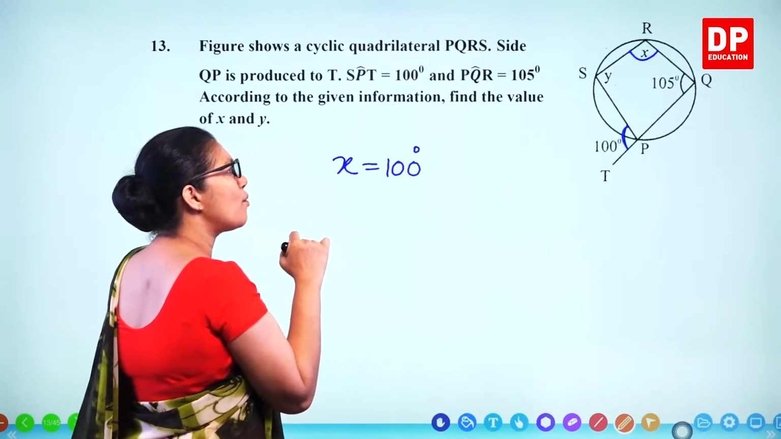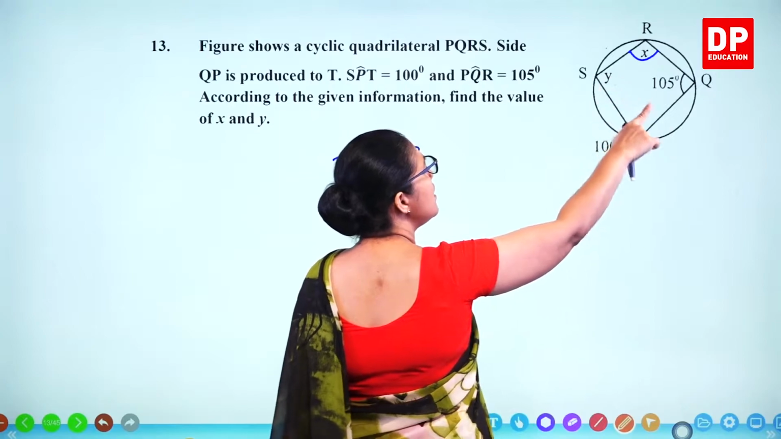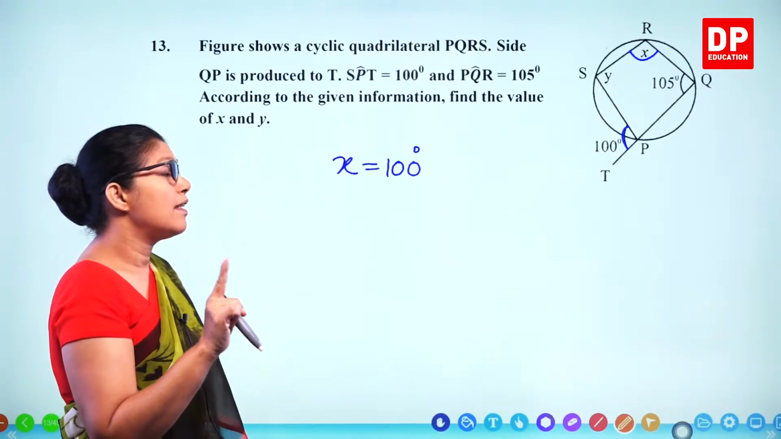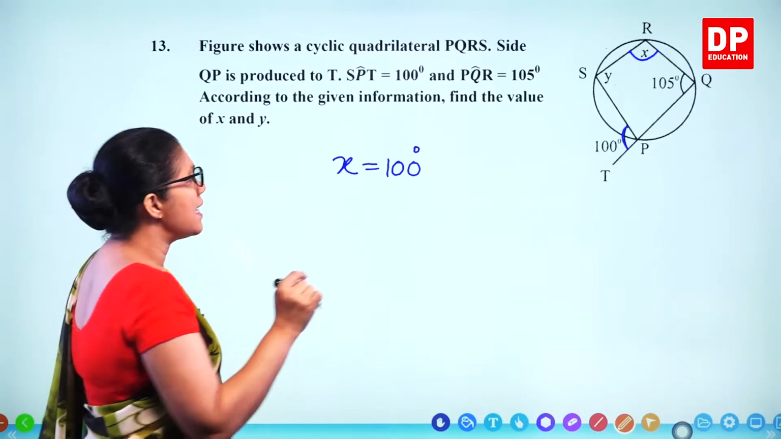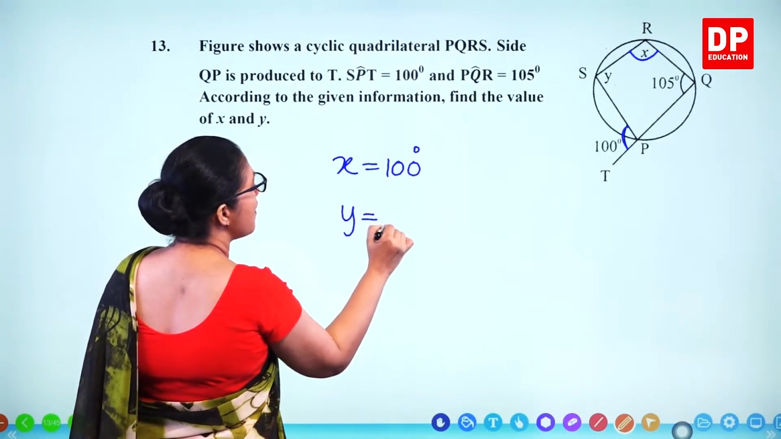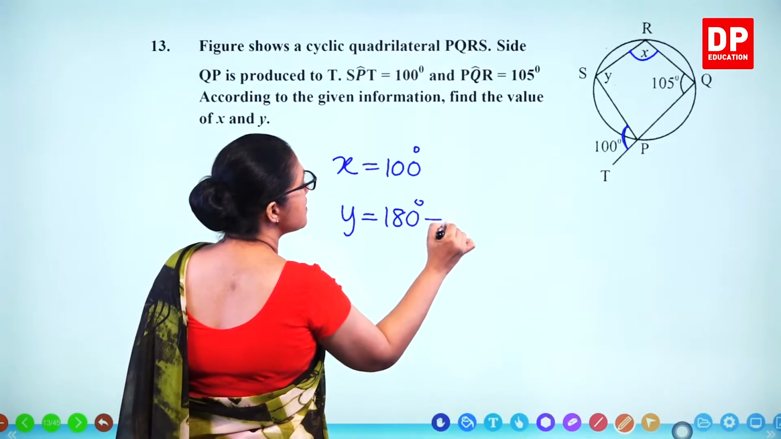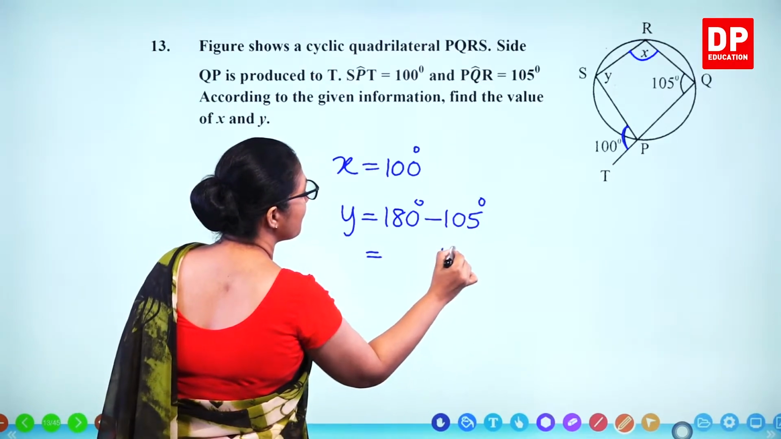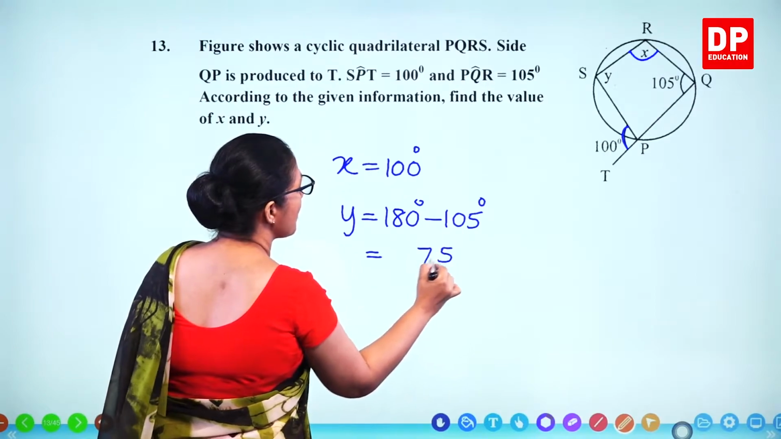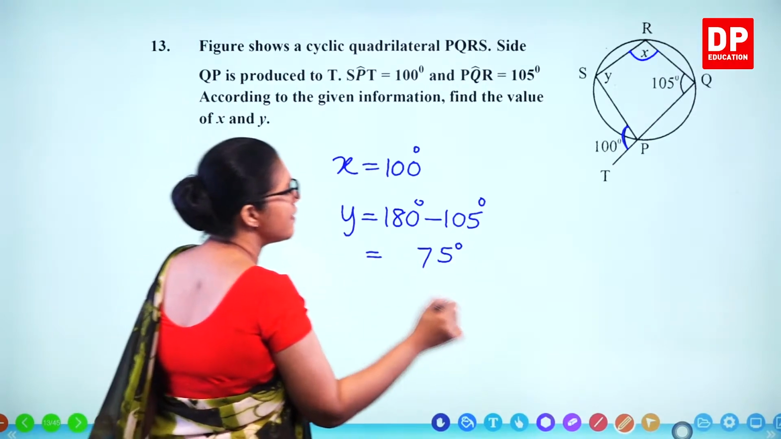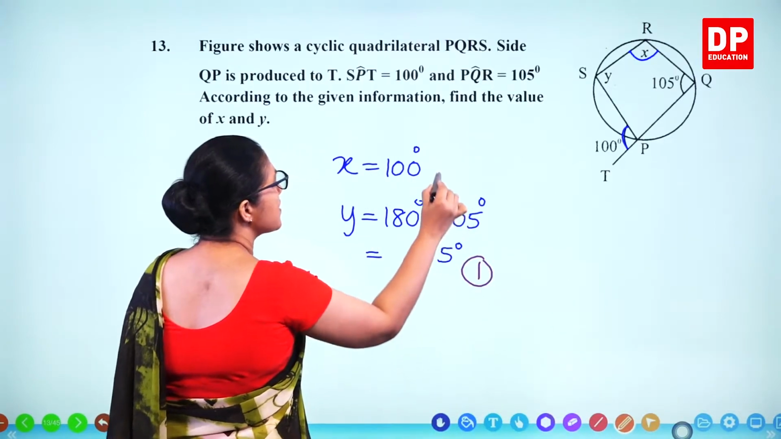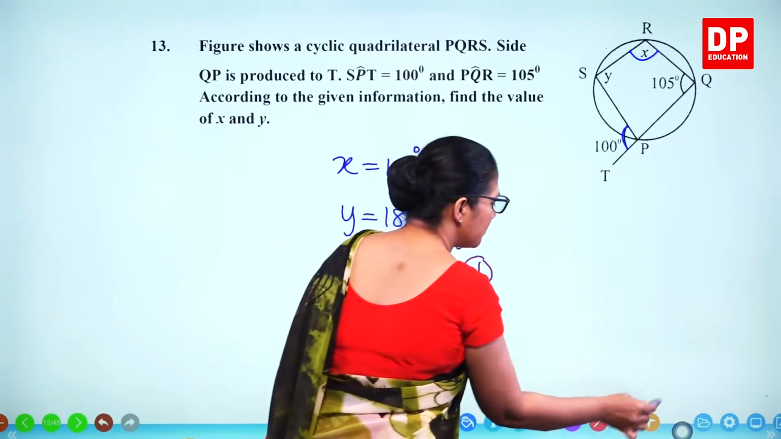Then how do you find out y? What's the other rule? Opposite angles of a cyclic quadrilateral add up to 180. So y becomes 180 minus 105. So 75 degrees. So you get 2 marks, 1 mark for x and 1 mark for y.